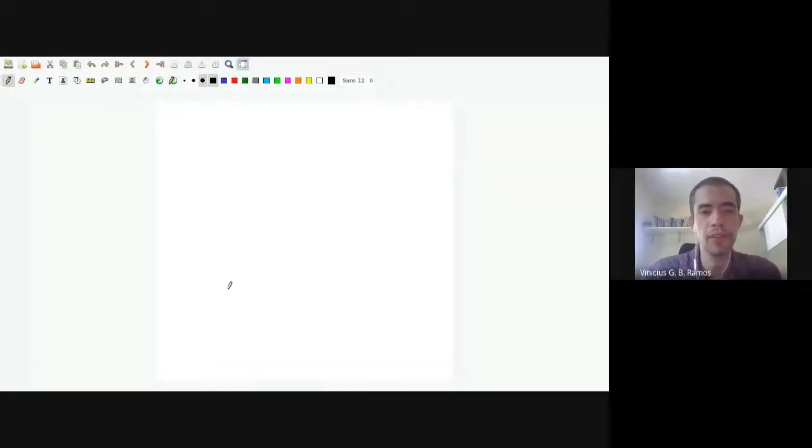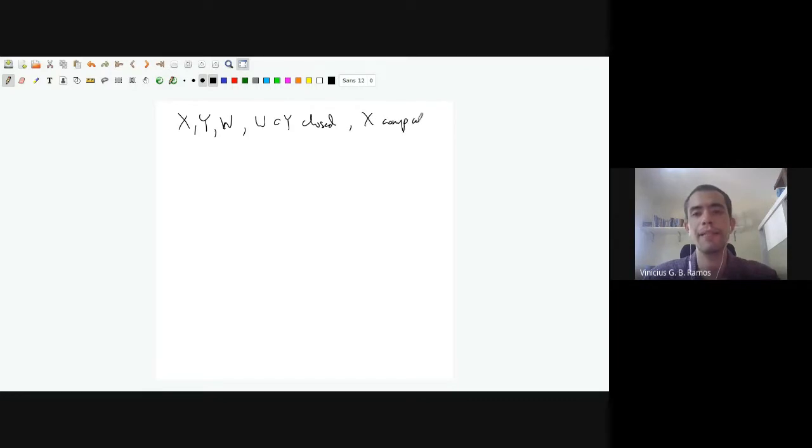Okay, so we're going to continue. Recall that last time we were talking about intersection numbers. Our setup was we had manifolds X, Y, and W, where W was a submanifold of Y, which was closed, and X was compact, and none of them had boundaries.